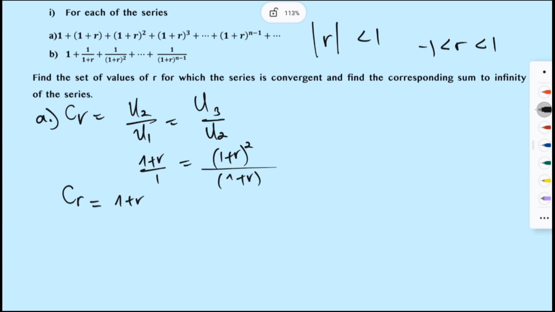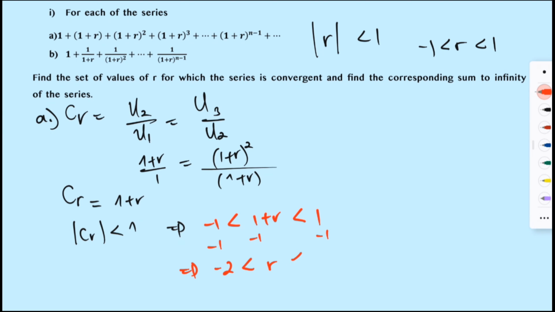And now for the first series, for it to be convergent, the magnitude of CR has to be less than 1. So I'm just going to substitute it using this notion. Right over here, I'm going to have negative 1 should be less than 1 plus r less than 1, right? Then we work out the value of r by subtracting 1 on all the sides of the equation, so that this would be negative 2 should be less than r less than 0. That's the first one, right?